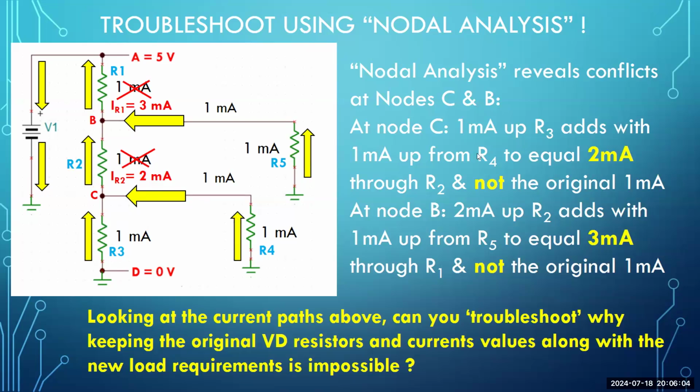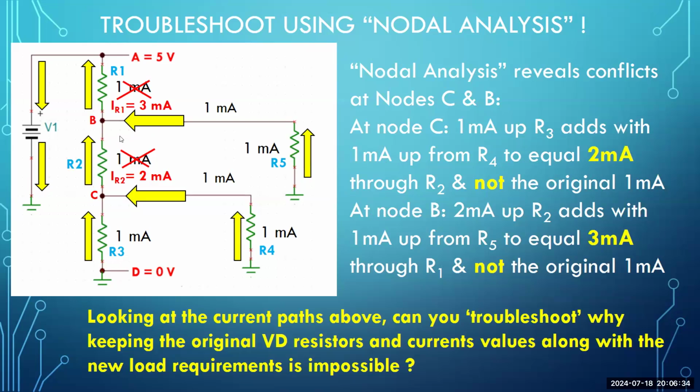I repeat, read this. At node C, 1 milliamp up R3 resistor adds with the 1 milliamp up from R4 resistor to equal 2 milliamps going through R2 and is not equal to the original 1 milliamp in the original voltage divider. Let's continue. We have another conflict. According to nodal analysis, we have another conflict at node B.